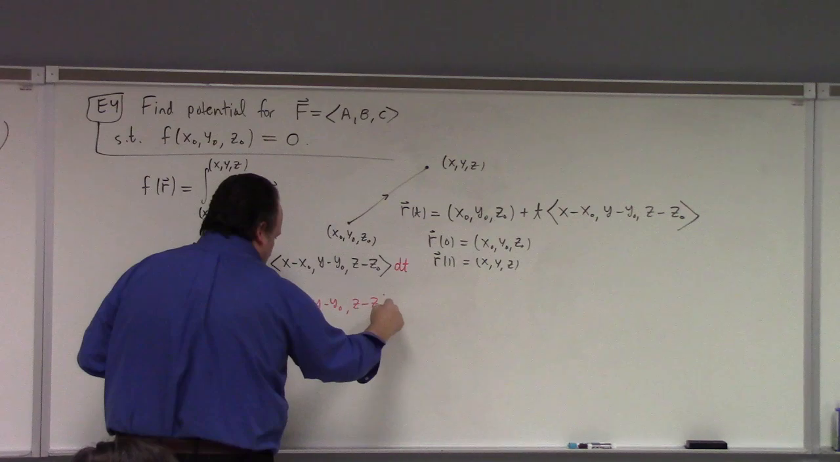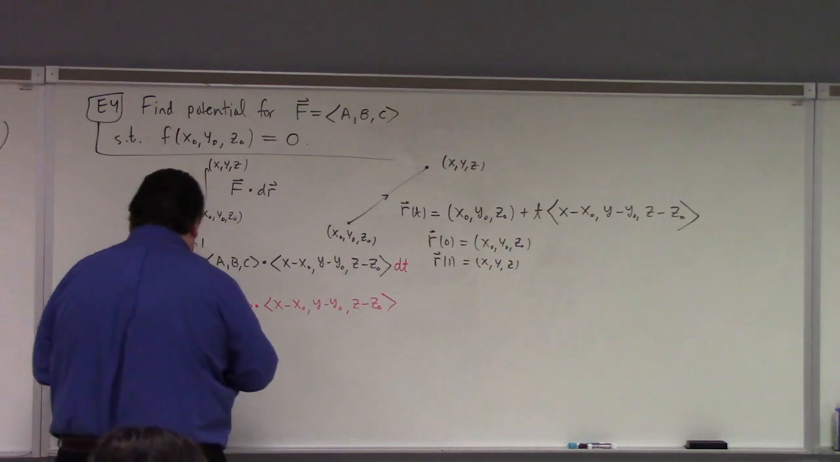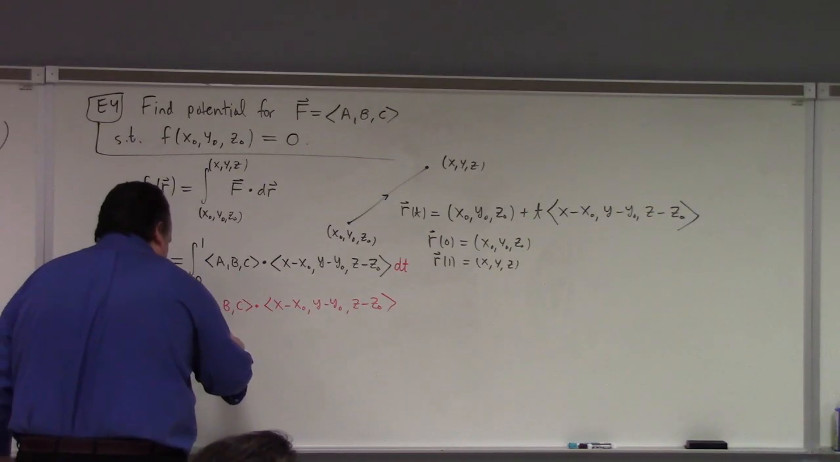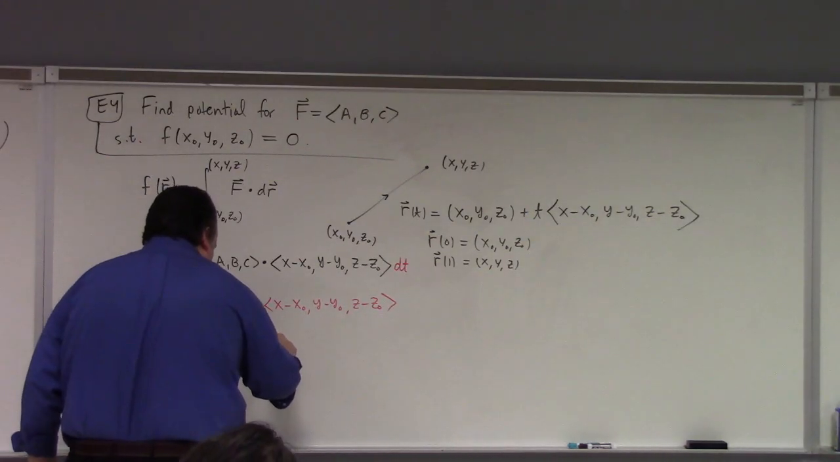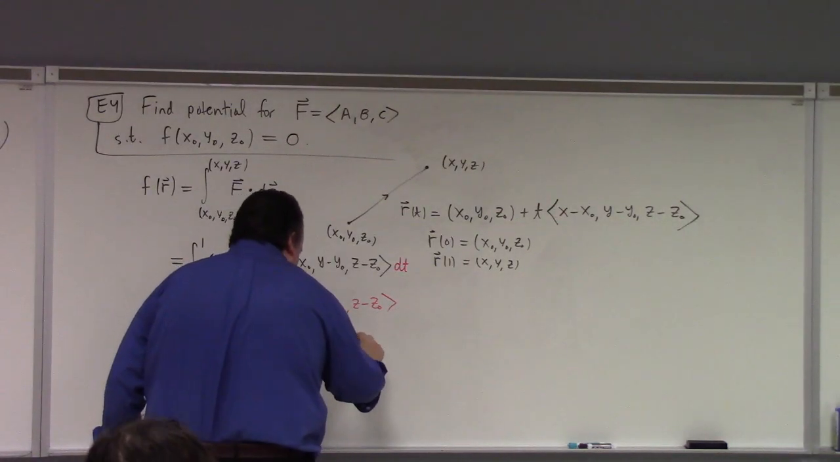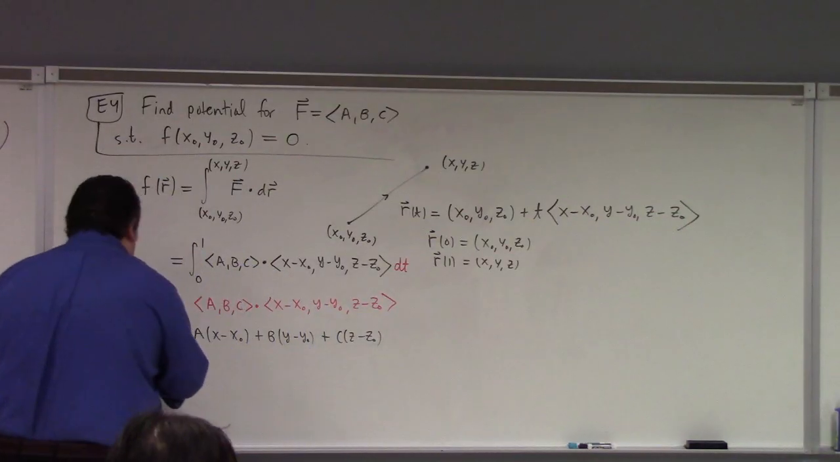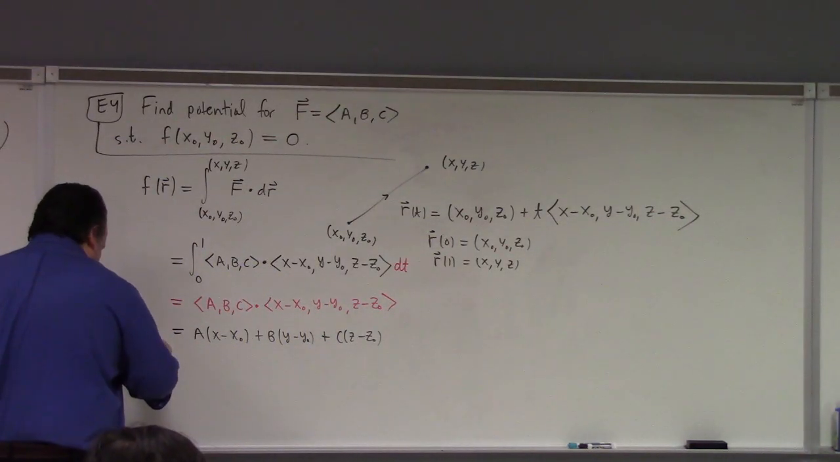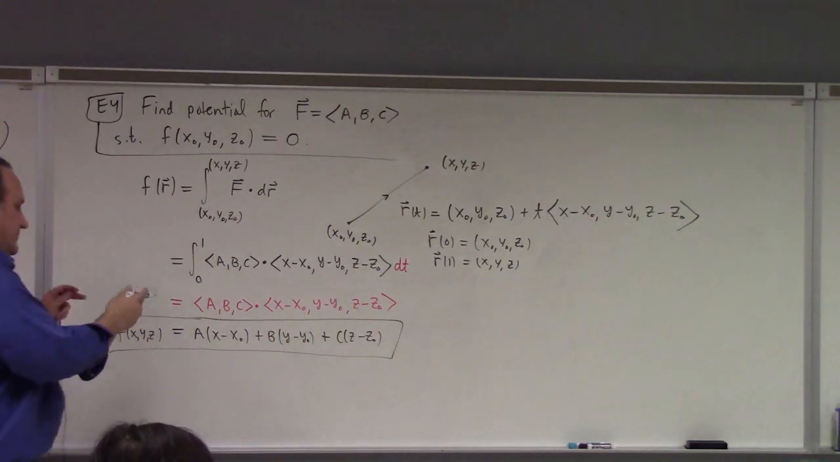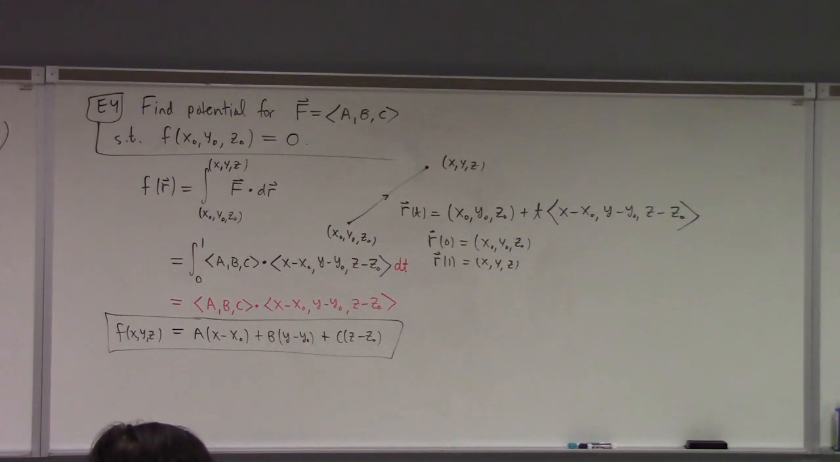What is the formula? We have a times x minus x naught plus b times y minus y naught plus c times z minus z naught. There you go. That is the potential function for the given vector field, the constant vector field, which clearly makes f of x naught, y naught, z naught equal to 0. And the gradient gives me a, b, c, right?